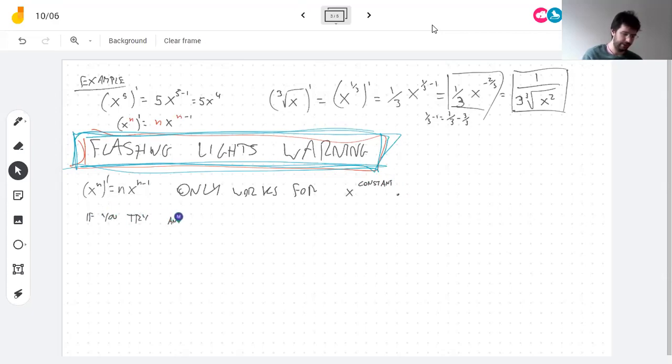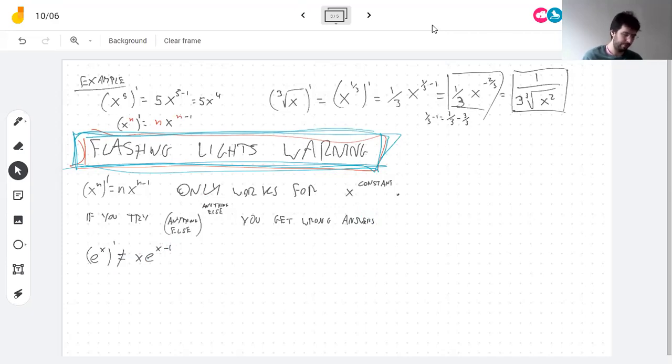If you try to do anything else to the power of anything else, you're gonna get wrong answers. Almost guaranteed. For example, if you try to take the derivative of an exponential, this is not x to a constant, this is a constant to x, this is not gonna work. This is not x e to the x minus 1.